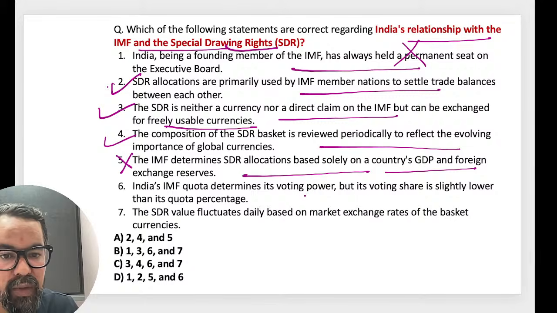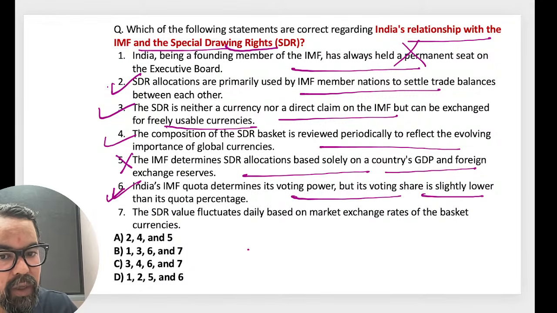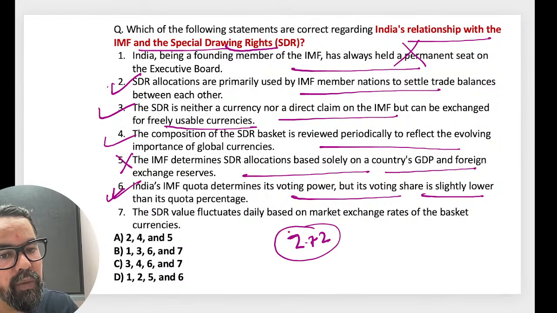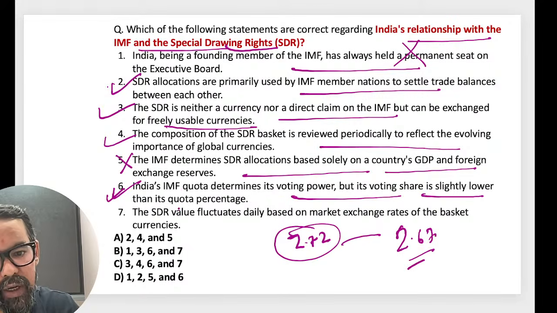India's IMF quota determines its voting power, but the voting share is slightly lower. As I told you, our contribution is around 2.72 of the overall reserve and the vote is around 2.67. Okay, so that makes this statement right.